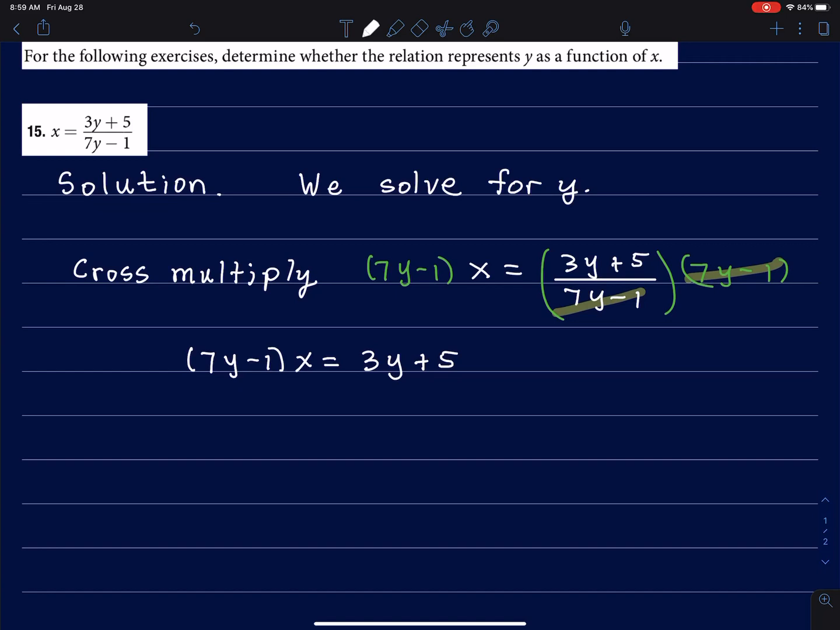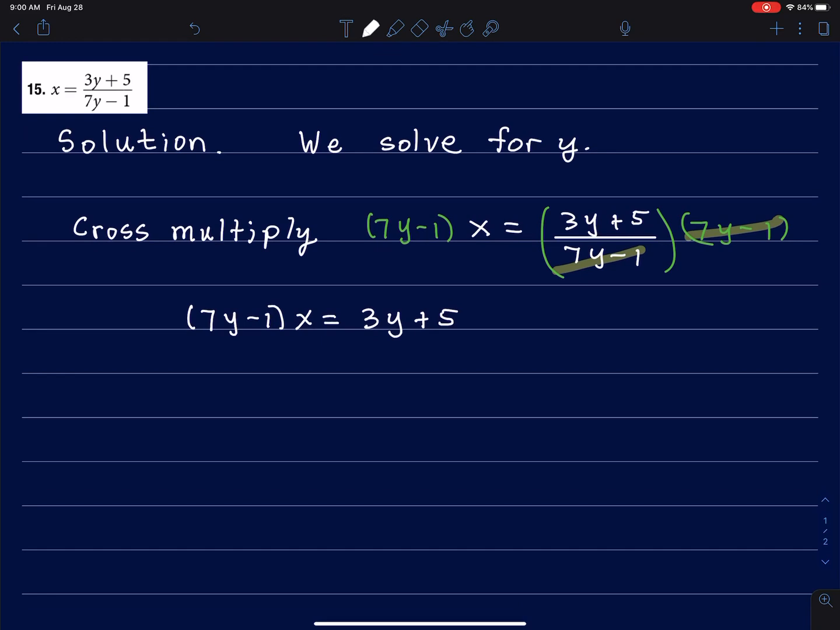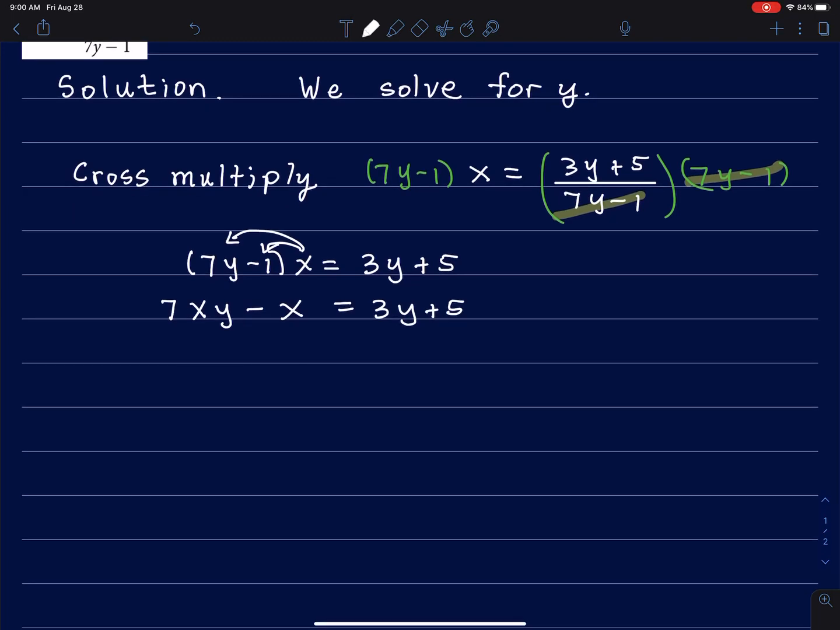So usually I would do that without showing that work that I showed in green. I would cross multiply. Now, I multiply x through by the distributive property, and I get 7xy minus x equals 3y plus 5. Now, add and subtract to move everything that has y to the left-hand side. And we're going to move everything that doesn't have y, that has x and numbers without y, to the right-hand side.